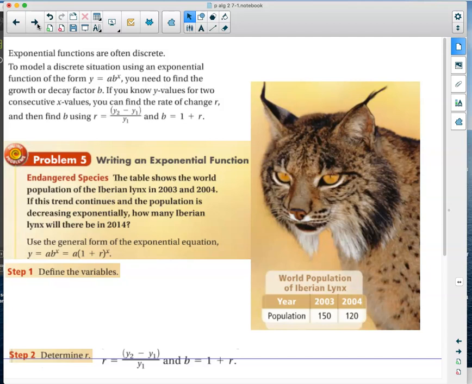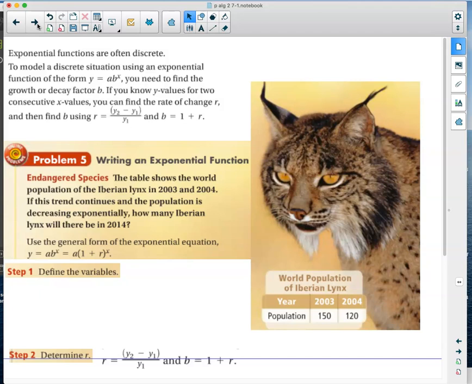Exponential functions are often discrete. Discrete math means countable. You can't have a half a person. You can't have a third of a dog. You know, those types of things make absolutely no sense. So really when we graph them, we should think of them as dots, not necessarily as lines. But if we're going to use the graphing calculator, we want to see where they hit. So we make lines instead.